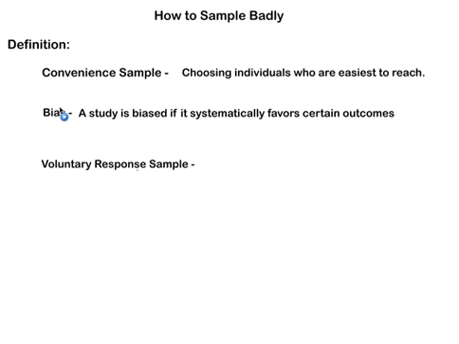A bias is when your study systematically favors certain outcomes. If you're standing in the cafeteria and you're asking students whether or not they eat in the cafeteria, you have a better chance of a student saying, yes, I eat in the cafeteria, than someone who has been sitting in the library for their entire lunch period.